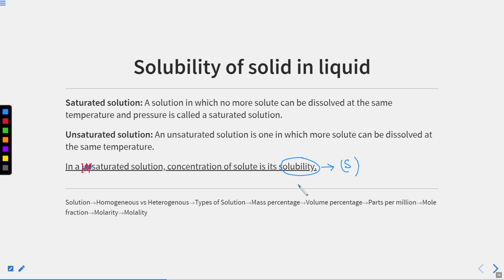So what is the definition of solubility? Solubility is the concentration of a solute in a solvent when the solution is made saturated. One more time: the solubility is that concentration of solute which is dissolved in solvent when the solution is made saturated, and saturated means no more solute can be added in the solvent at that given temperature and pressure, right? So this is all about the solubility of solid and liquid.